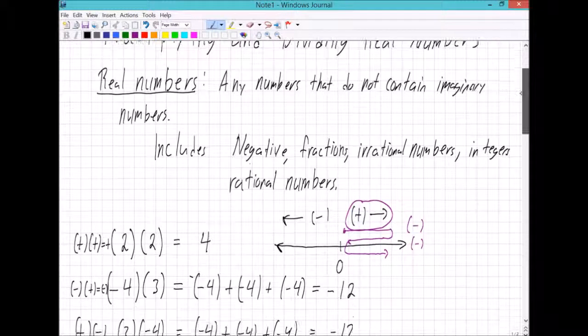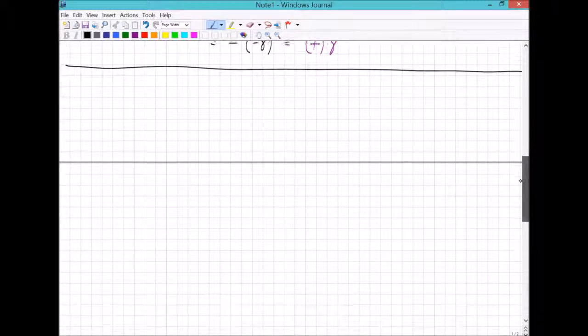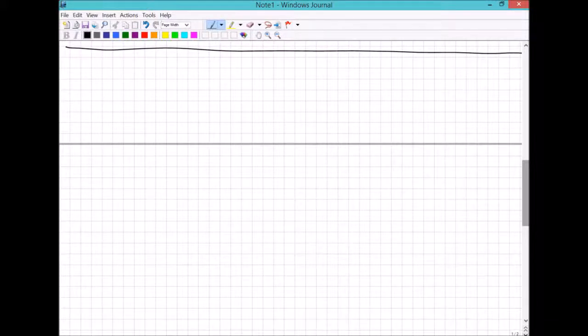This is part 2 of the series, and we are going to start looking at multiplying and dividing real numbers a little bit more in detail. Here are some examples on how we can use the property that we learned earlier. Remember, a negative times a negative is a positive. A positive times a positive is a positive. And if you have a negative times a positive, you end up with a negative. So let's go ahead and look at this in action.